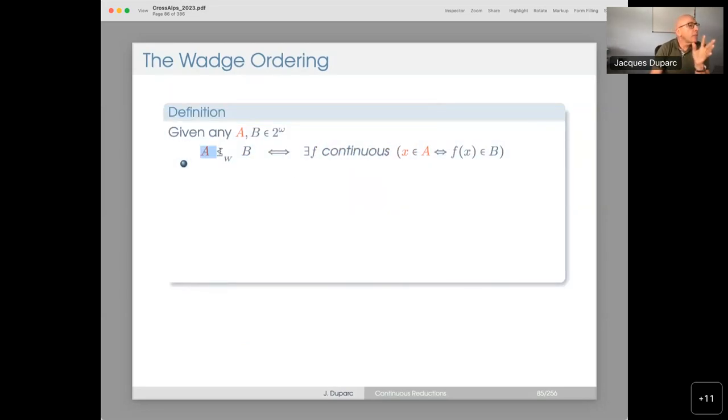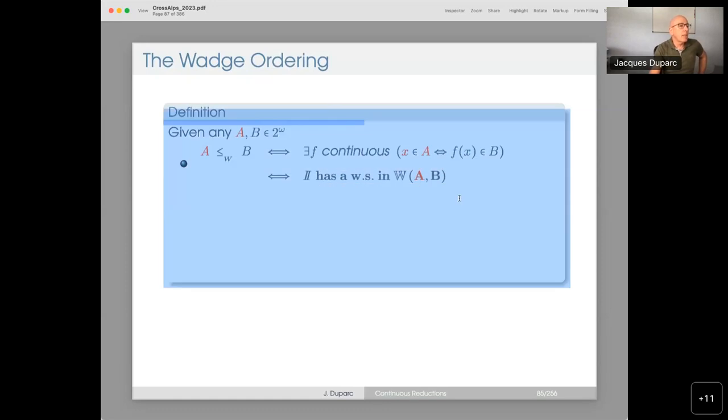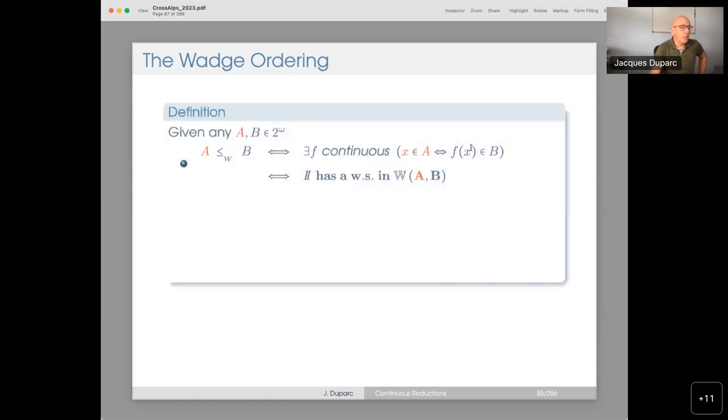Computer scientists would say A is less complicated than B if there exists a simple function such that the problem of knowing whether x belongs to A comes down to computing whether f of x belongs to B. That's what a reduction relation is. For us, simple functions mean continuous functions. And this is equivalent to saying that two has a winning strategy in the Wadge game. That was the main tool developed by Wadge that we'll describe in a few seconds now.